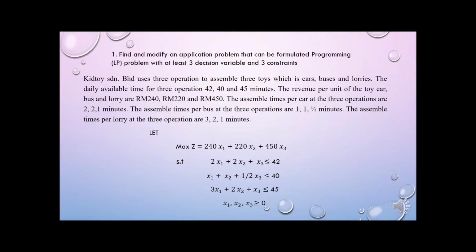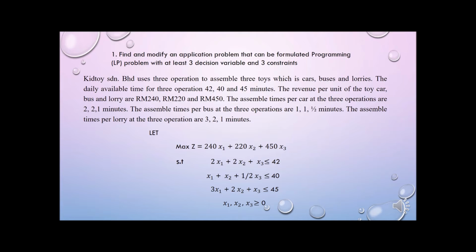The assembly time per car at the 3 operations are 2, 2 and 1 minute. The assembly time per bus at the 3 operations are 1, 1 and 1/2 minutes. The assembly time per lorry at the 3 operations are 3, 2 and 1 minute.